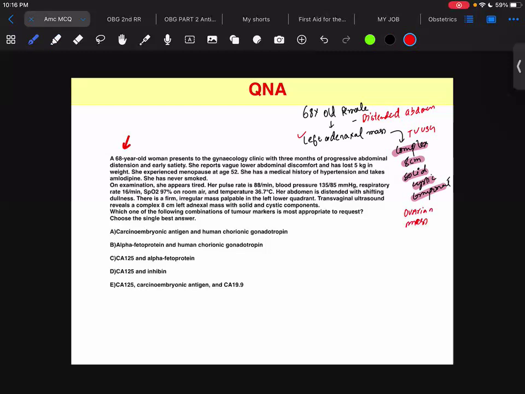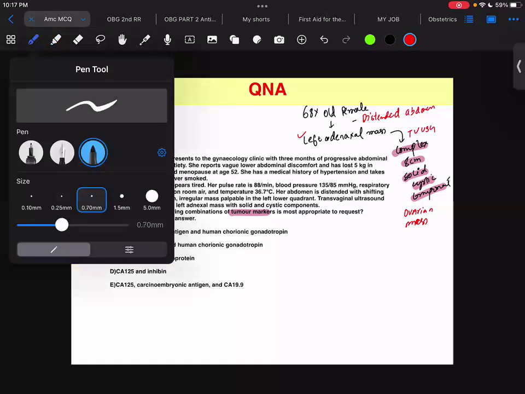Then they are asking which of the following combination of tumor markers. So here we need to remember what are the tumor markers which are important to see in a case of postmenopausal ovarian mass, giving us the characteristics of malignancy on transvaginal ultrasonography. So what are the tumor markers which should be checked in this very patient? We'll be discussing this case scenario.